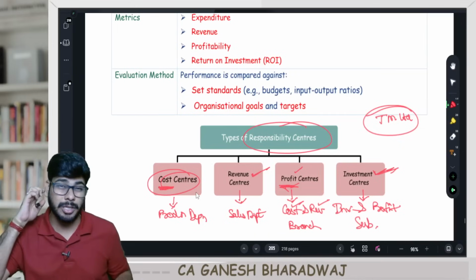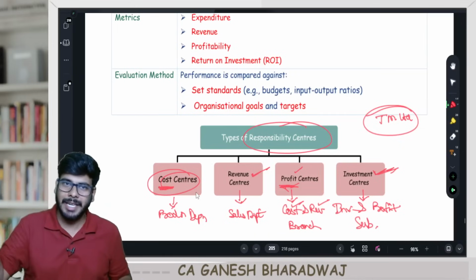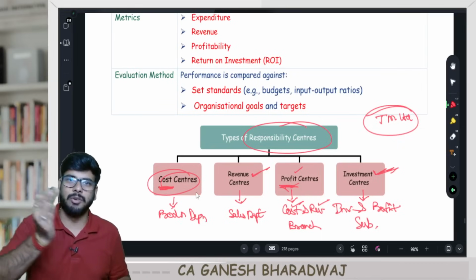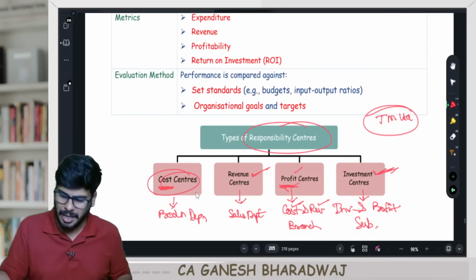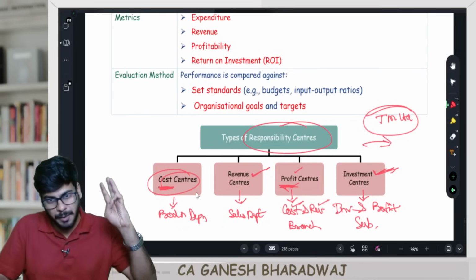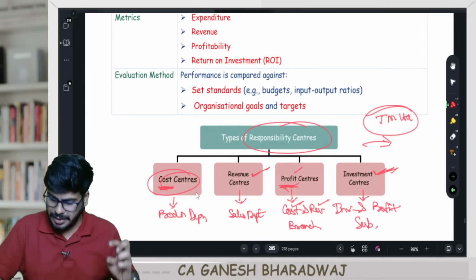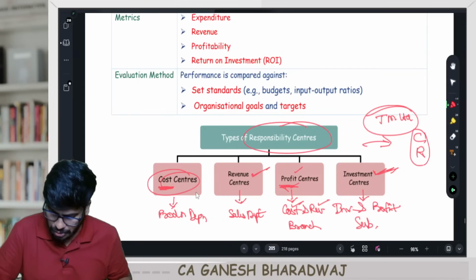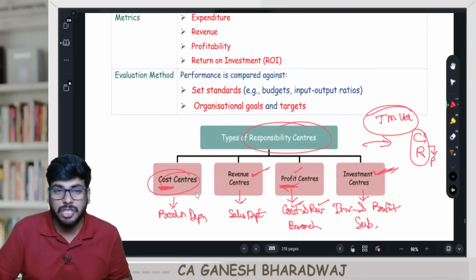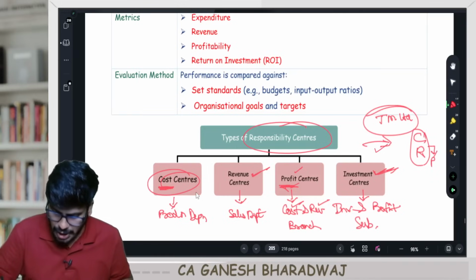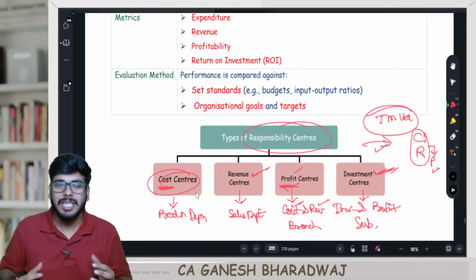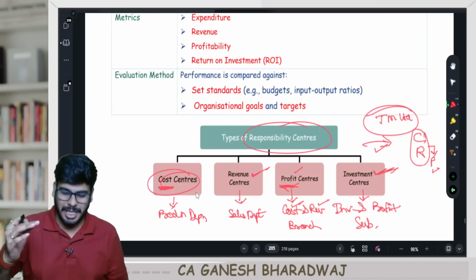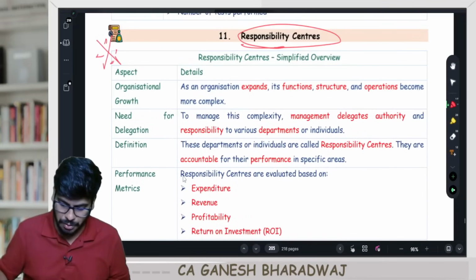Now Tata Motors, what will they do? They need to bring in their own investment. It is a separate legal entity, so it will go for an IPO or promoters will bring in funds. Investment is also its own responsibility. Plus they will incur cost and also generate revenue, so they are also responsible for profit. They are responsible for both investment as well as profit. This is called an investment center. Clear with this, guys? Now you read it, now you'll understand.